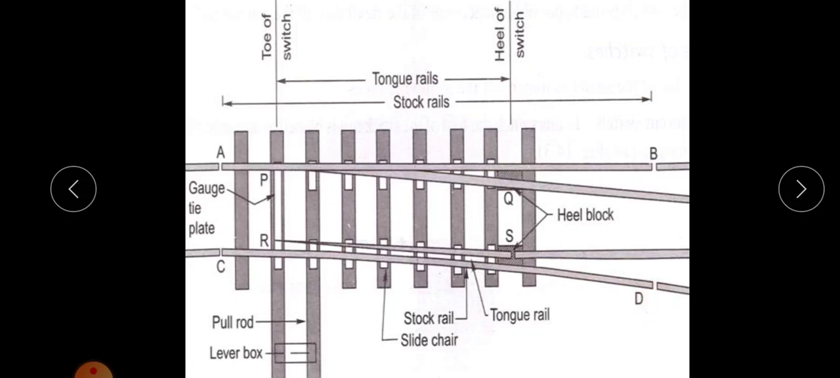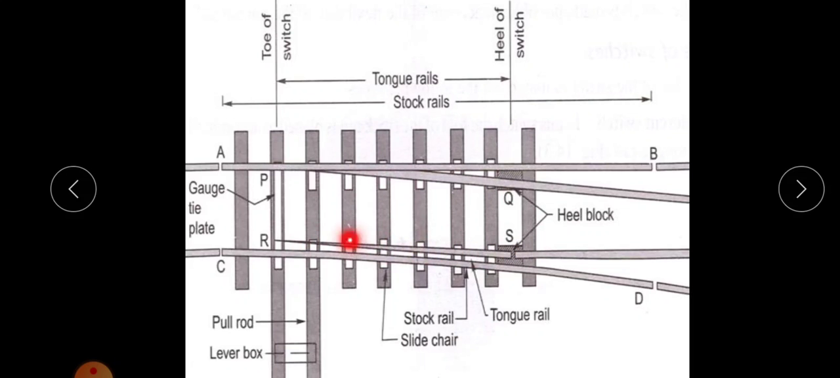Next is a pair of tongue rails, that is PQ and RS. This tongue rail is also known as switch rail, and it is made of medium manganese steel to withstand the wear and tear. Here the tongue rail or switch rail is PQ and RS. It is made of medium manganese steel in order to withstand the heavy load coming over the rail. And these tongue rails are machined to a very thin section.